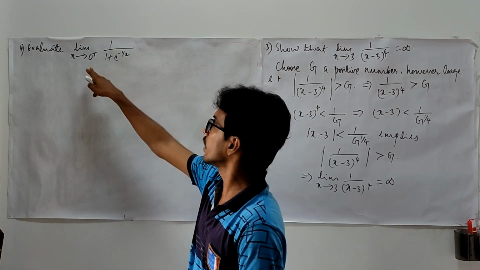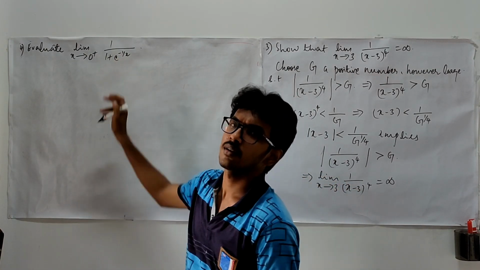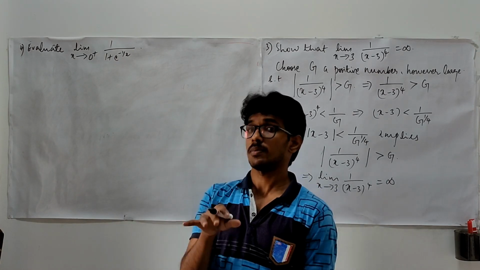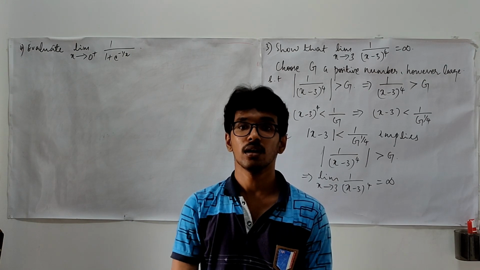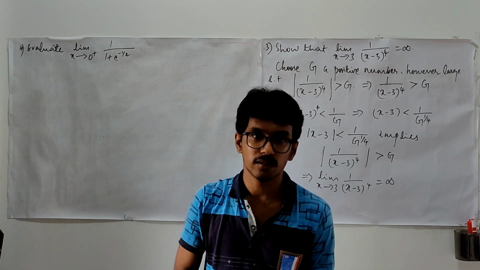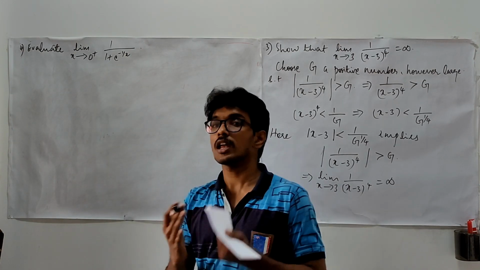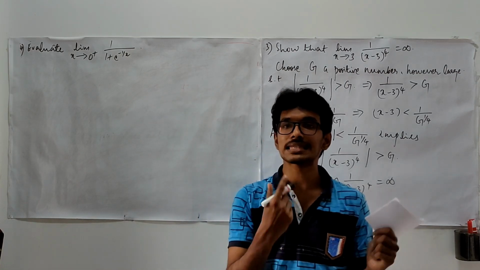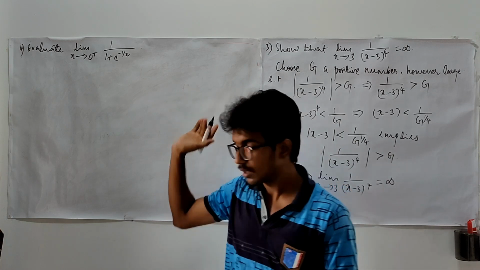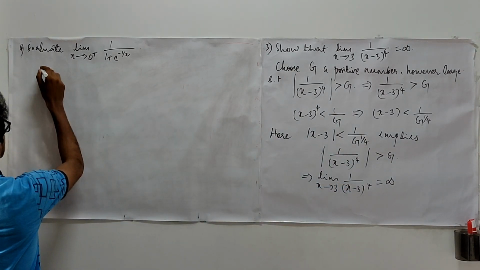Just make your x is 0 here. What are you getting? You have 1 upon 1 plus e to the power minus infinity, and e to the power minus infinity is 0, hence we are expecting to get 1. So we are expecting 1 as the limit of this. Hence we will start with this.